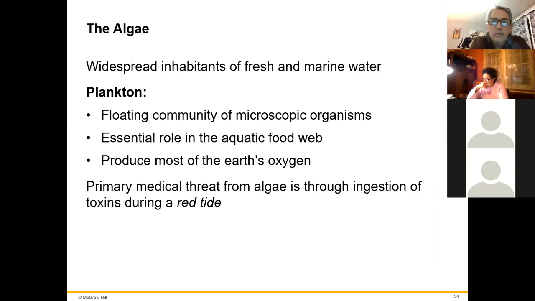Algae are widespread inhabitants of fresh and of marine water. Plankton is an algae. It's a floating community of microscopic organisms. It's essential in the aquatic food web and produces most of the Earth's oxygen. The primary medical threat of algae is ingestion of toxins during a red tide, which is a type of algae.